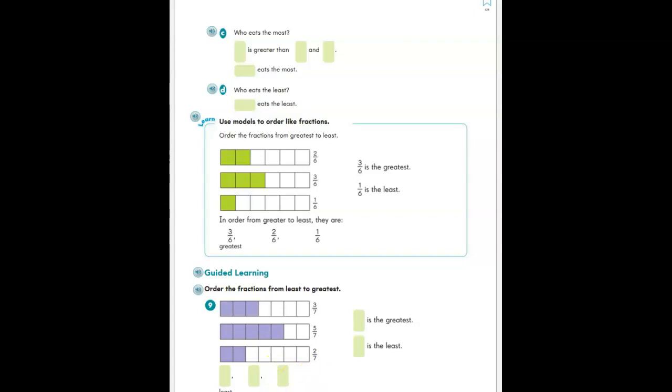Okay, so today we learned about like fractions, which are fractions that have the same denominator. And tomorrow we'll be learning about unlike fractions. That's going to be fractions that have different denominators.